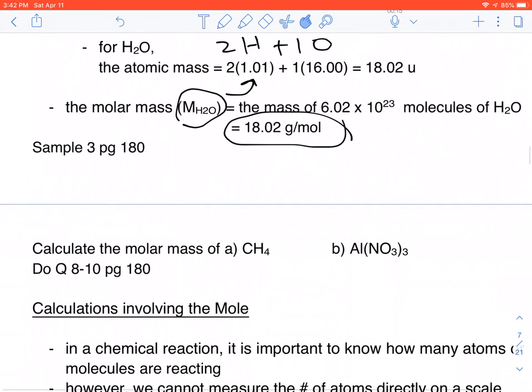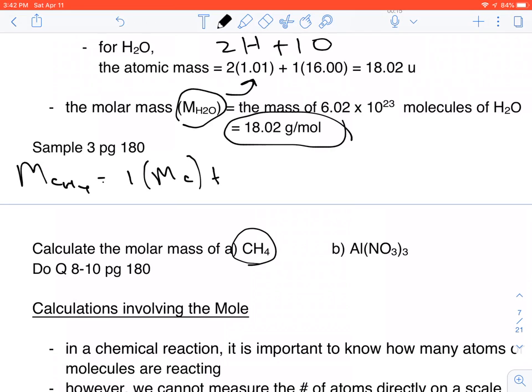Now, the textbook asks us to do a couple of sample questions here, so I'm going to very quickly look at these 2 that are down here. The first one's asking me to calculate the molar mass for CH4. So the molar mass for CH4 is equal to 1 times the molar mass for carbon plus 4 molar masses for hydrogen.